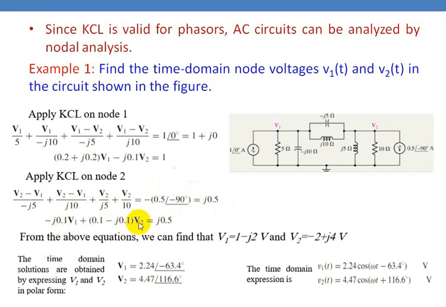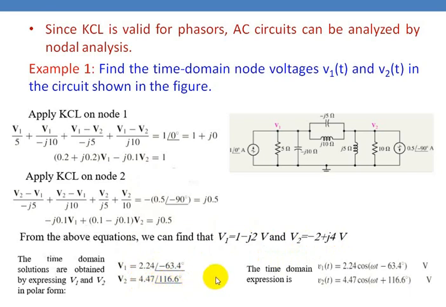From the above equations, this is one equation, this is another equation, solve these two equations either by Cramer's rule or by the subtraction method. So you will get V1 as 1 minus J2 volts and V2 as minus 2 plus J4. Now you convert this to polar form, you will get V1 as 2.24 at an angle minus 63.4 and V2 as 4.47 at an angle 116.6 degrees.